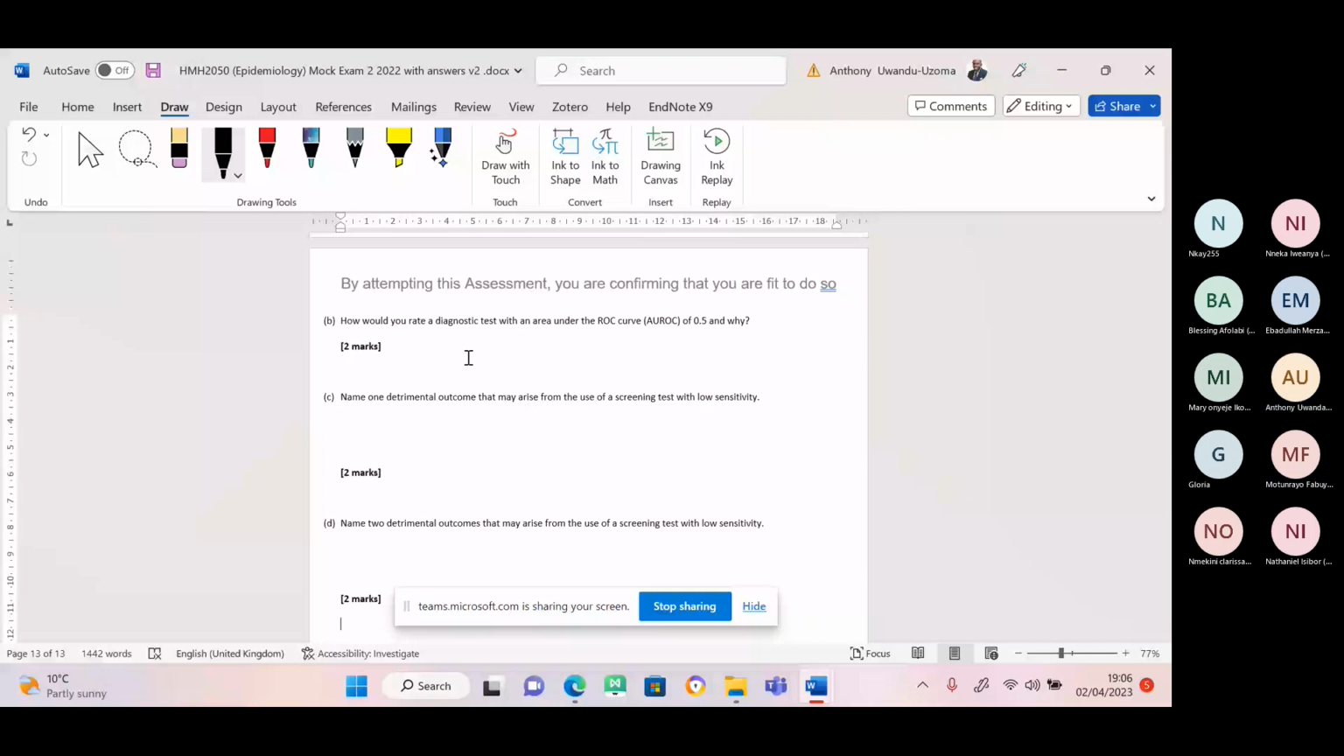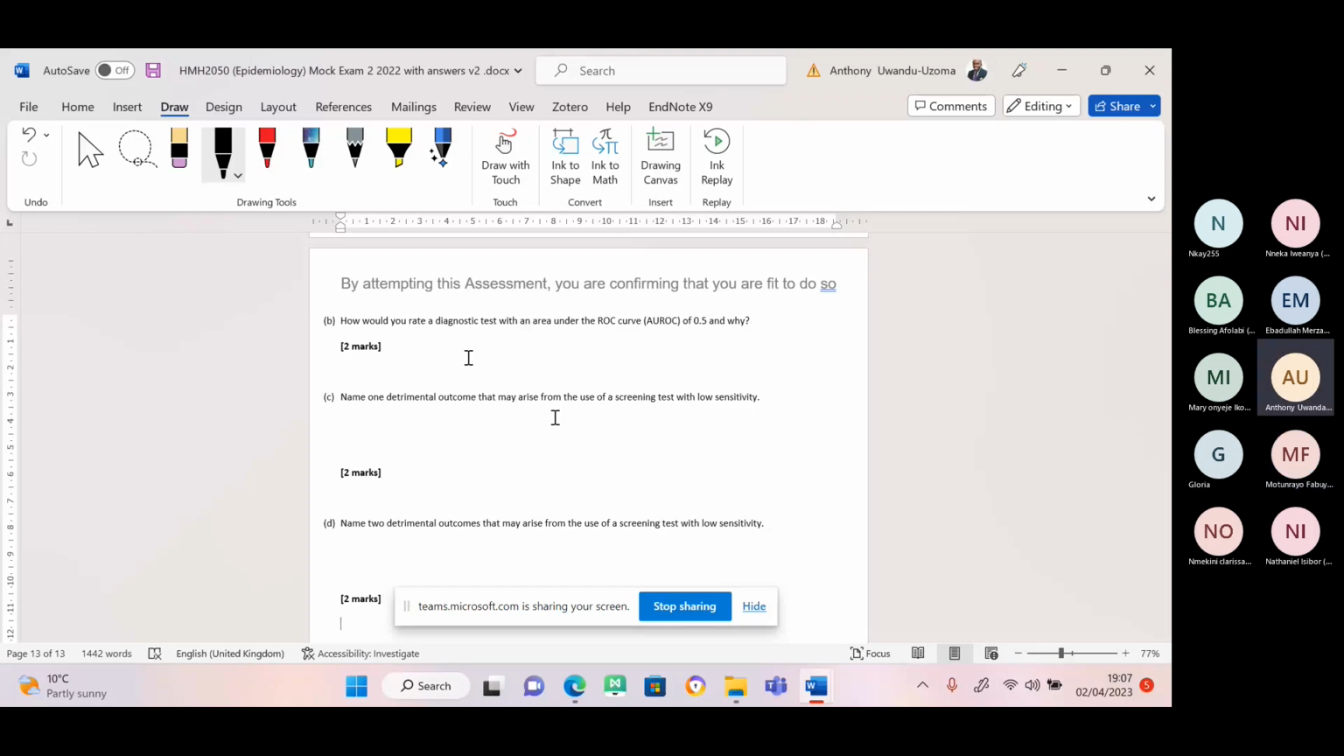What's the meaning of sensitivity? Sensitivity is true positive. Can you guys use Google and Google the meaning of sensitivity, please? What's the meaning of sensitivity of the screening test? The ability of a test to correctly identify patients with disease. What's the meaning of specificity? The ability of a test to correctly identify people without the disease.